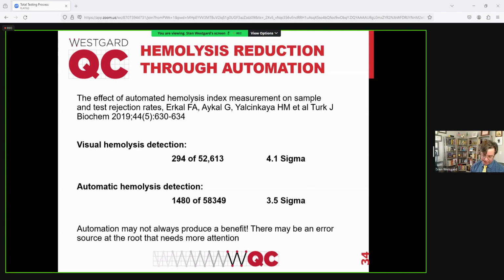Now, that is not to say that automation is a guarantee, that automating everything is automatically going to make everything better. In a different Turkish study, they had 4.1 sigma using visual checks, but when they put on the automatic check, it actually went to 3.5 sigma. Your sigma went down probably because the system is catching more errors, and you have to look further upstream. We're catching more hemolyzed samples, but we haven't addressed what's producing those hemolyzed samples.